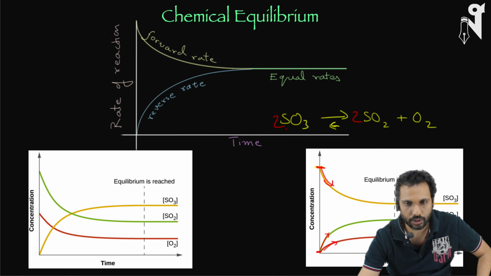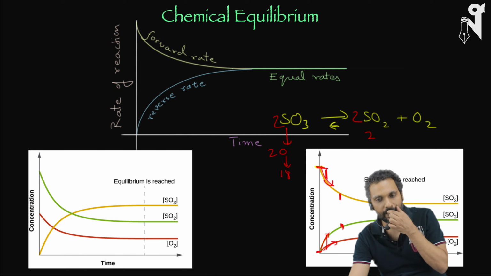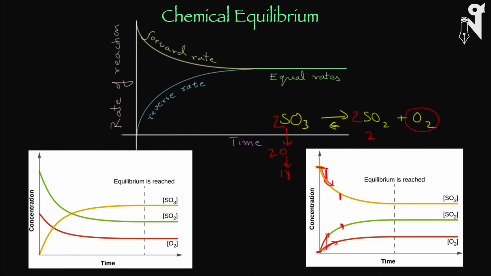If it goes 2 down, out of say 20 as the starting amount, say it becomes 18, then this will become 2. If it goes 2 units down, this graph, the green graph, has to be symmetric. It has to go 2 units up. Whatever amount one graph goes down, the other graph will go up by that much at the same given time. And you can see O2 is half of SO2. So if 2 SO2 is formed, 1 O2 is formed. So you can see O2 is just half the amount of what the other is forming.